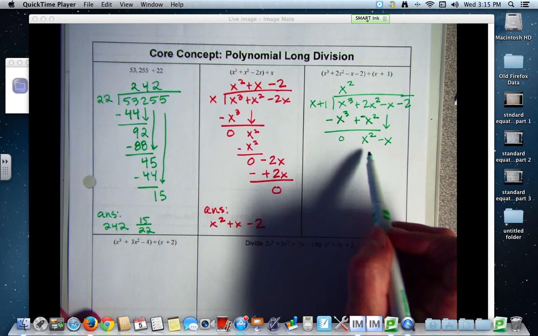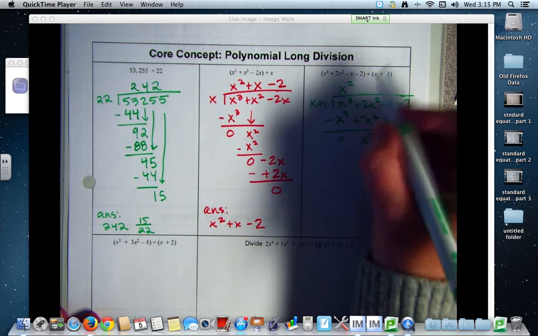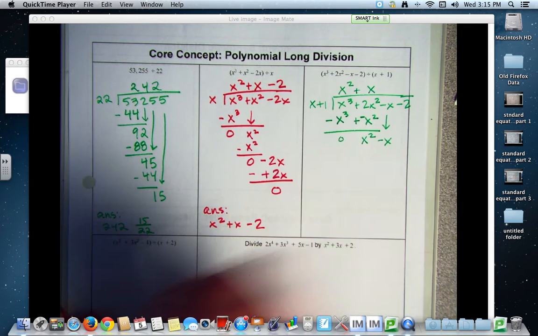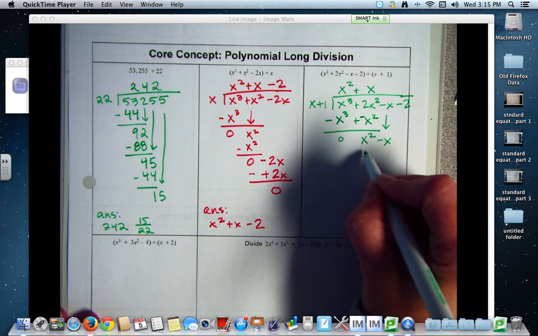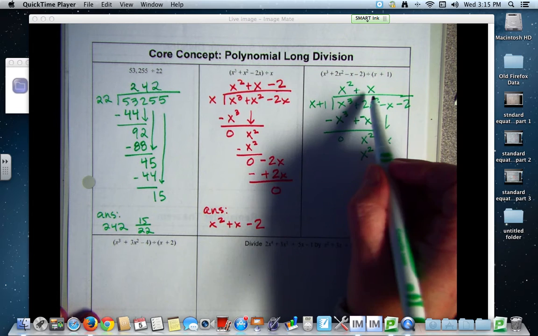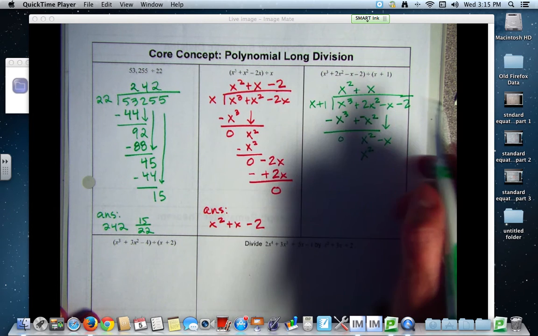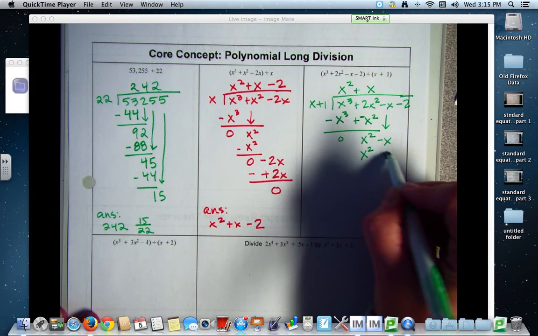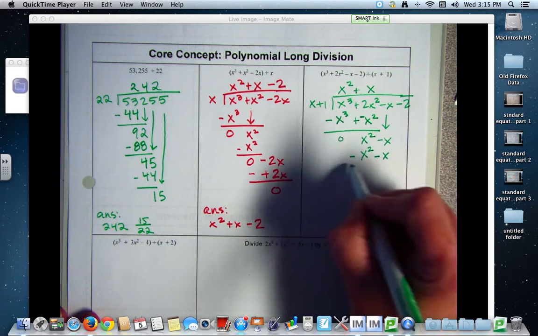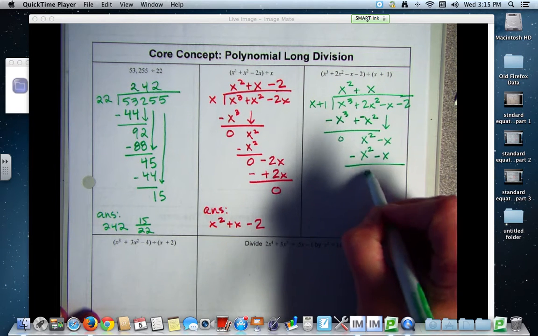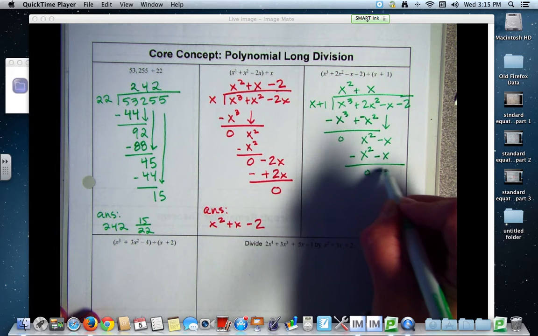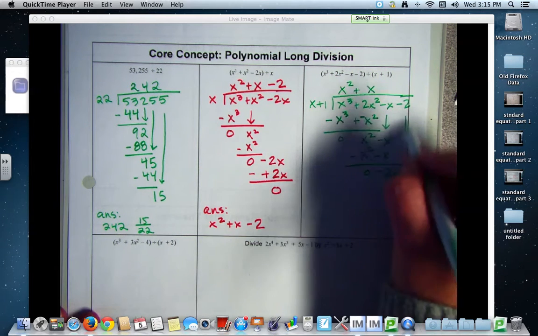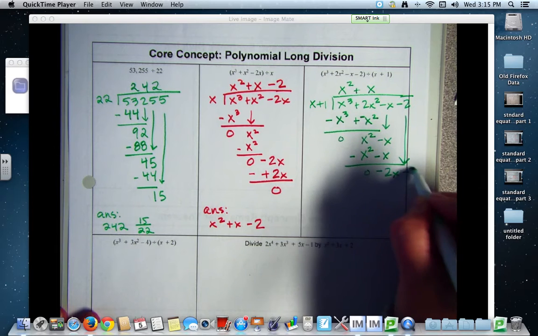X goes into x squared x times. Multiply the x by the x. We have x squared. X times 1 is x. Subtract both of them. This gives us 0. Negative x minus x is negative 2x. Bring down the negative 2.